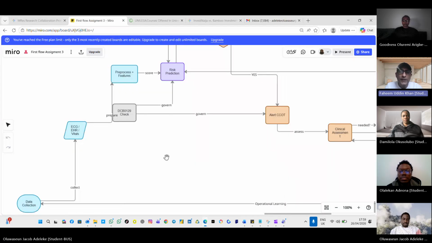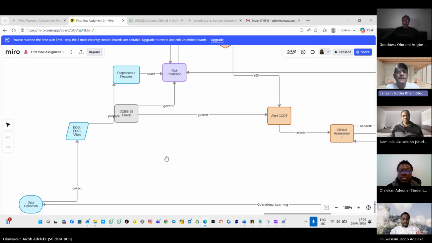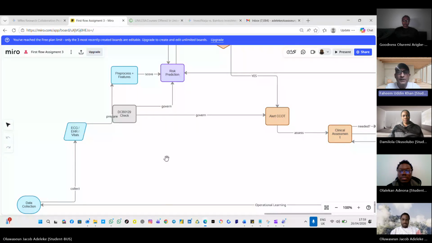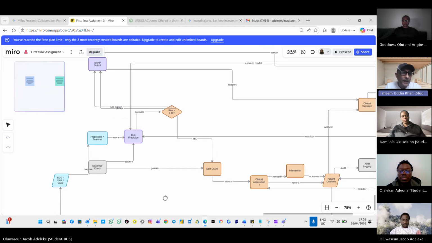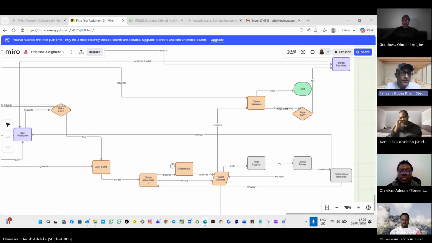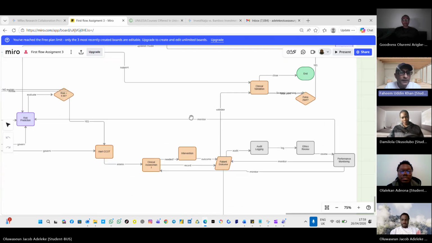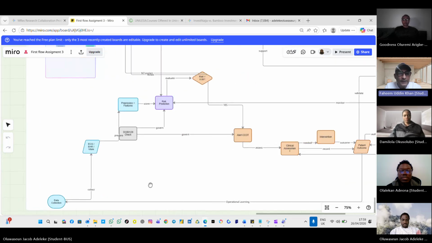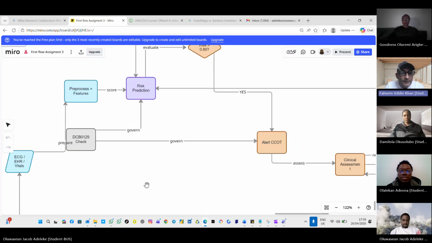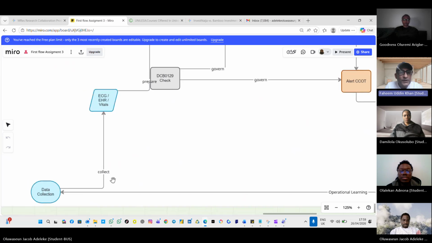Today, our group is going to present on predictive analysis of patient deterioration, and our case study is cardiac arrest. I will be introducing the starting points, which include data collection, EHR, vital signs, DCP 0129, and pre-processed features.